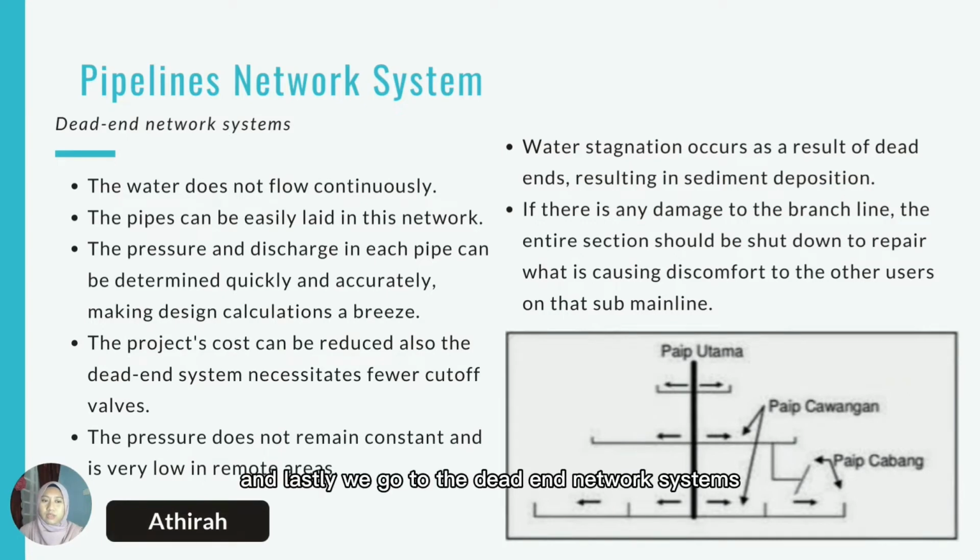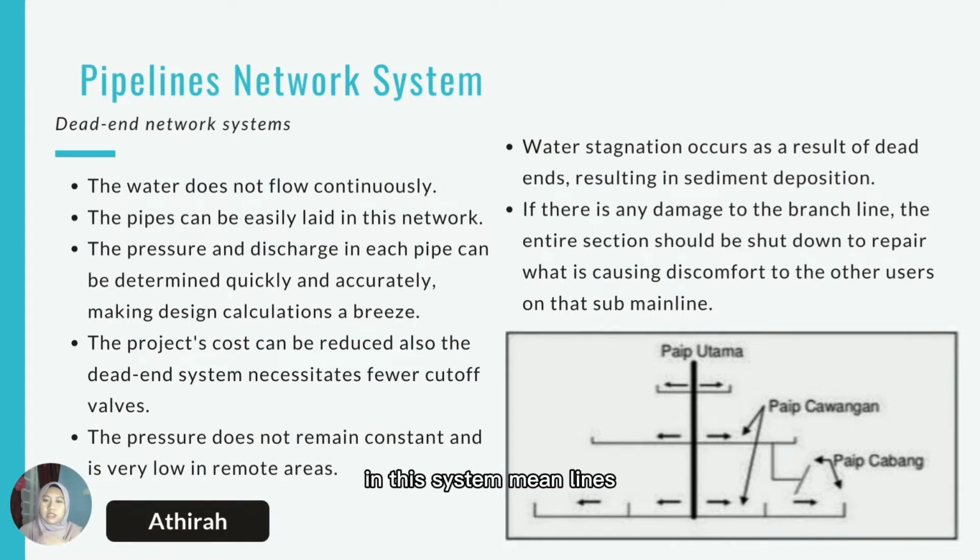And lastly, we go to the dead-end network systems. The name dead-end system implies that it contains dead ends in the pipe system. As a result, in the dead-end system, the water does not flow continuously. The entire pipe network is divided into several sub-networks in this system.